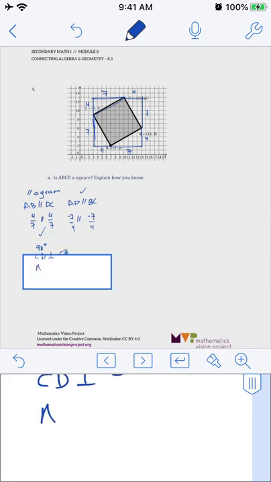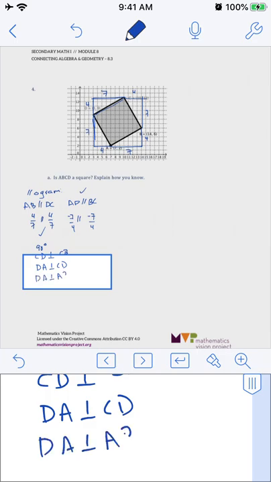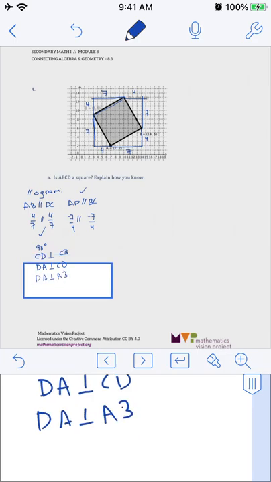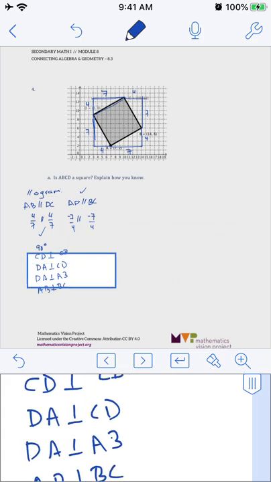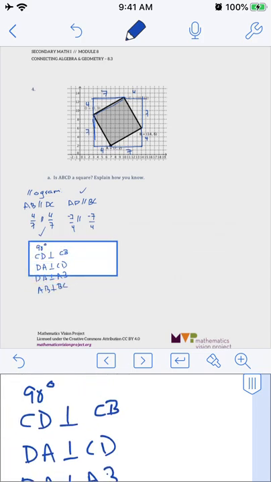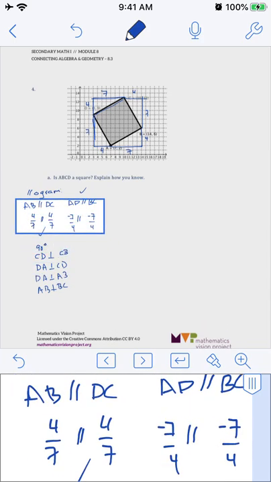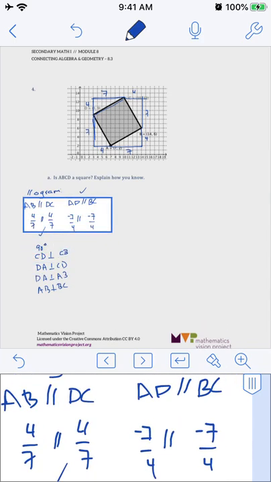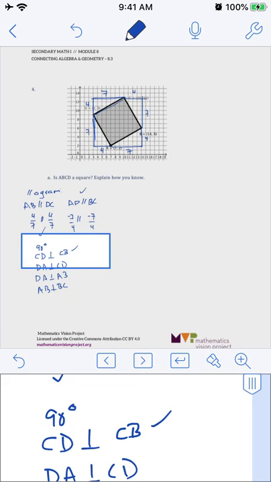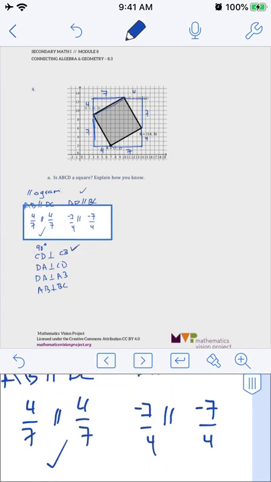We'll go DA perpendicular to CD. Wrap around A, DA perpendicular to AB. And then AB perpendicular to BC. Okay, so those are our 4 questions. Well, let's look at it. Here we have AB and BC. Yep, perpendicular, opposite reciprocals, check. So notice if you do the slope work for one, you have the answer for the others.